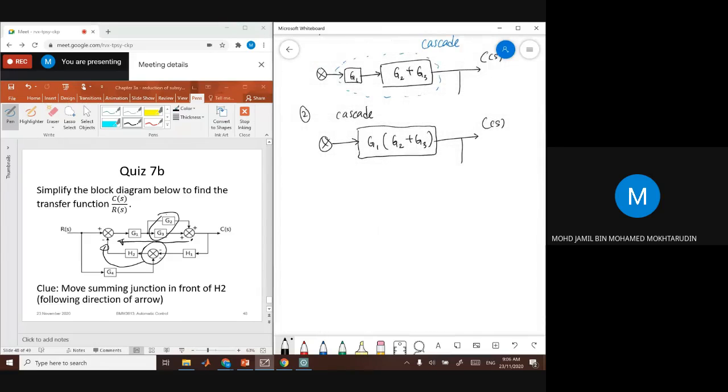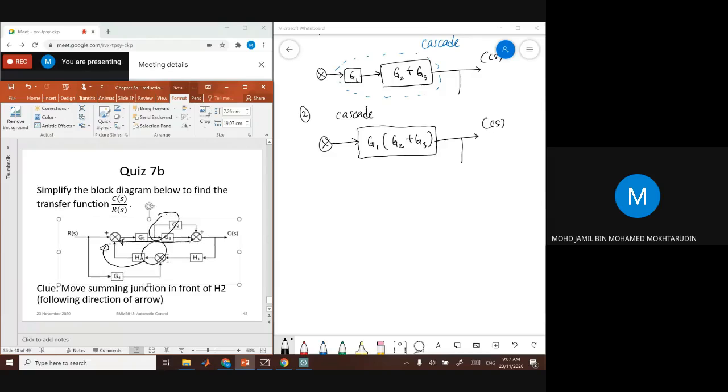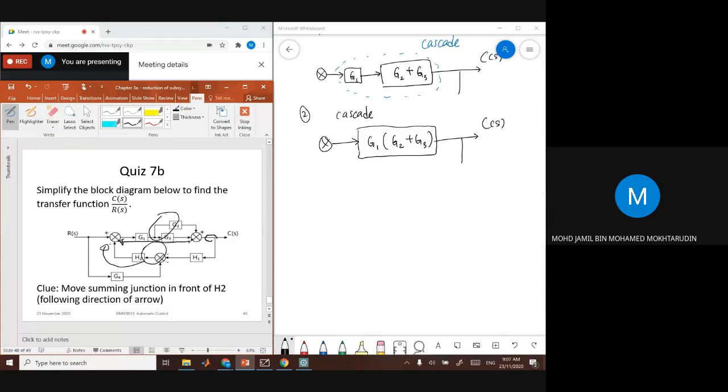Okay, so after that, if you look at the question, then you don't have any cascade, parallel, feedback. So you need to shift the pick-off point or the summing junction. So the only pick-off point that you have is at the end here. So you cannot shift this pick-off point because if you move this pick-off point, then you kena lompat this, jump over this summing junction. So you cannot shift a pick-off point or summing junction over another pick-off point or summing junction. So you can move over a block only, okay? So you cannot shift the summing junction pick-off point.